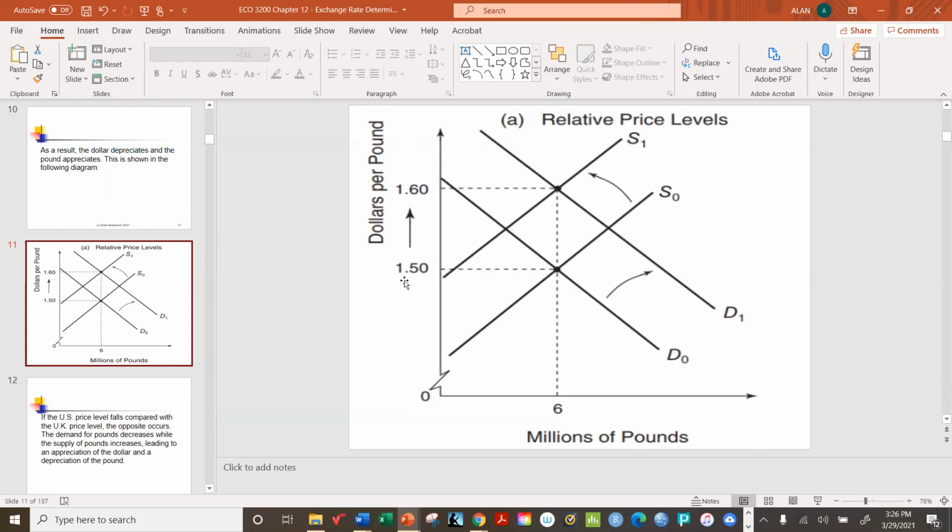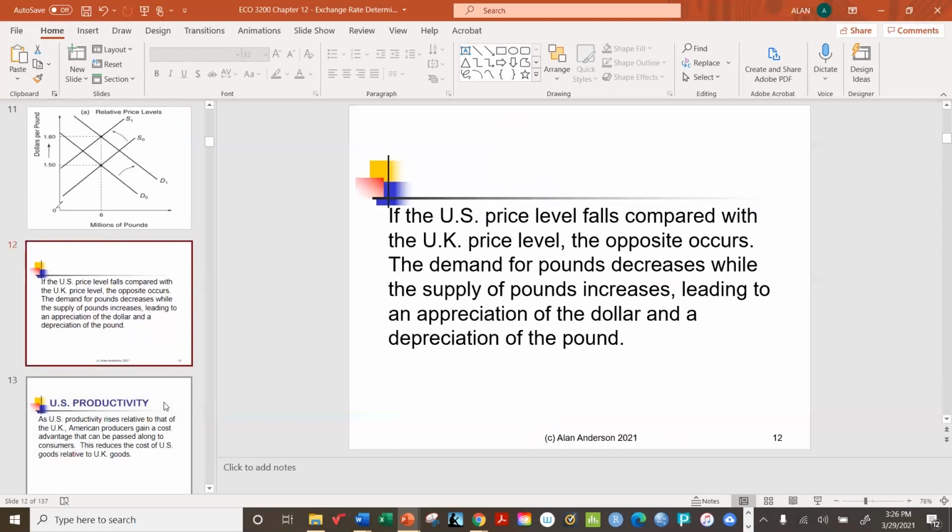Now, of course, as you can probably imagine, the reverse is true too, though. If US price levels are either falling or rising more slowly than they are in the UK, then everything works in reverse. That means people want to buy more American goods, and the curves will move in the opposite directions, meaning that there's a decrease in the demand for pounds, an increase in the supply of pounds, and so everything works in reverse. You'll see a stronger dollar. And again, it's because our goods are more attractive now to consumers, domestic and foreign.